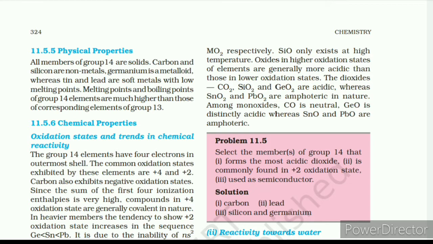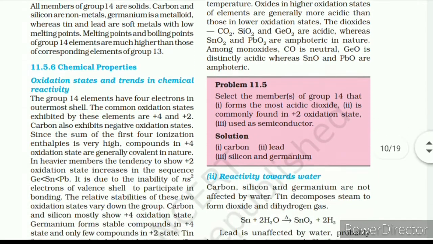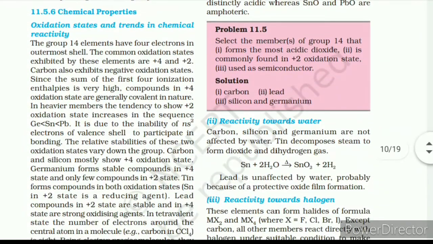The Group 14 elements have 4 electrons in the outermost shell. The common oxidation states exhibited by these elements are +4 and +2. Carbon also exhibits negative oxidation states. Since the sum of the first 4 ionization enthalpies is very high, compounds in +4 oxidation state are generally covalent in nature. In heavier members, the tendency to show +2 oxidation state increases in the sequence germanium < tin < lead. This is due to the inability of ns2 electrons of valence shell to participate in bonding.